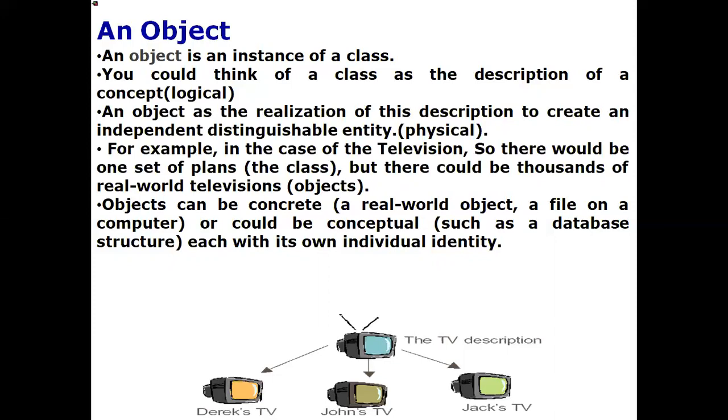For example, you can see here television is a class, and we can say Direct TV is one object, John's TV is another object, and Jack's TV is the third object.